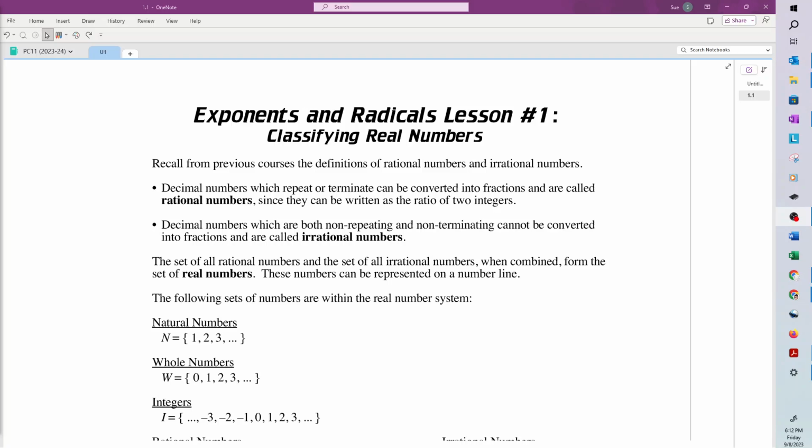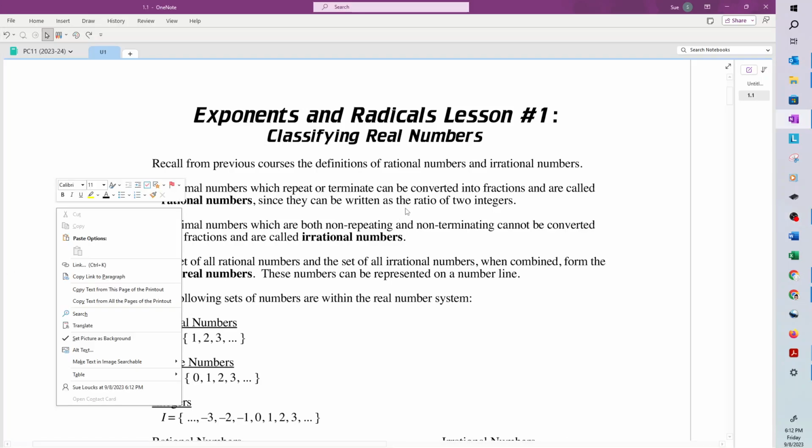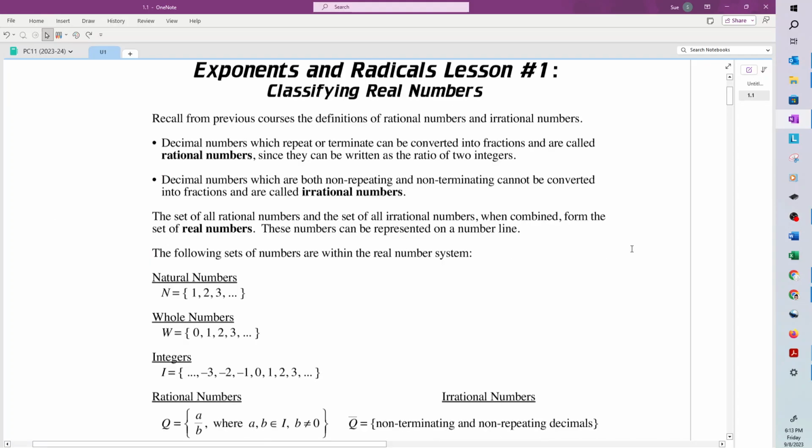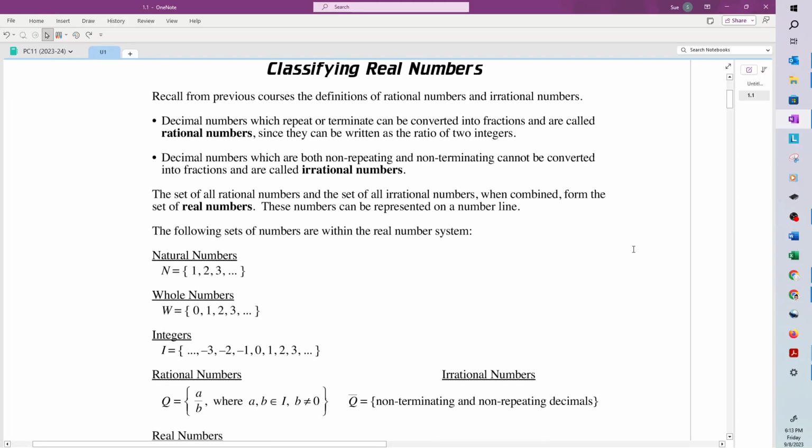Hi, welcome. Unit 1 of this Pre-Calculus 11 course is on exponents and radicals, and Lesson 1 is on classifying real numbers. So the real numbers are all the numbers that you know. Any number that you can put on a number line is a real number, and they're divided into smaller groups of that.